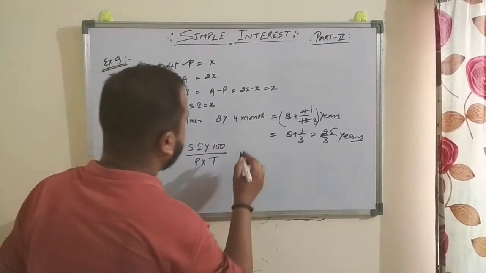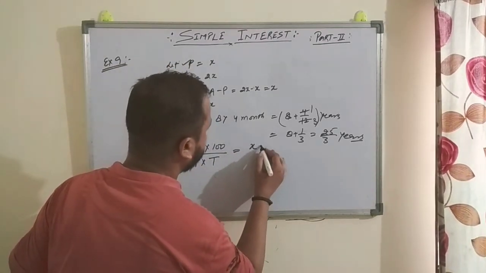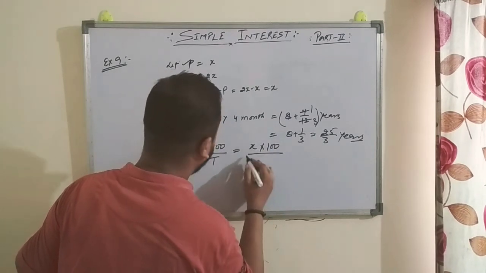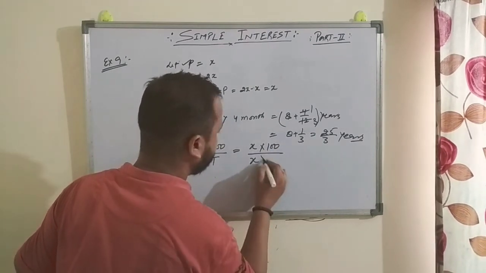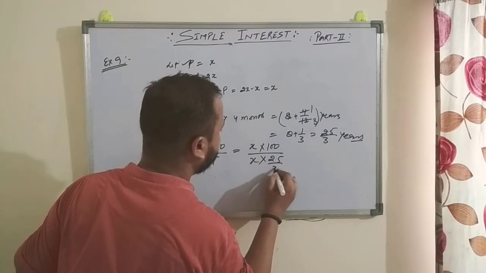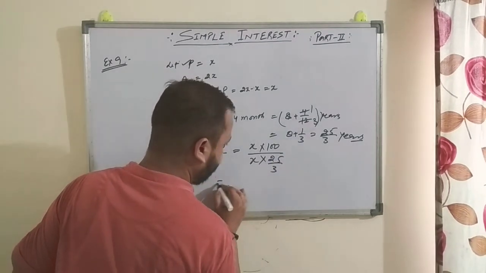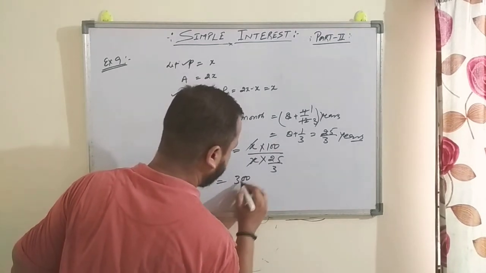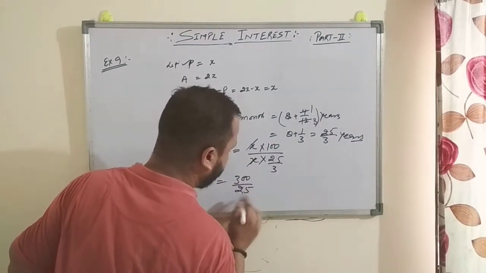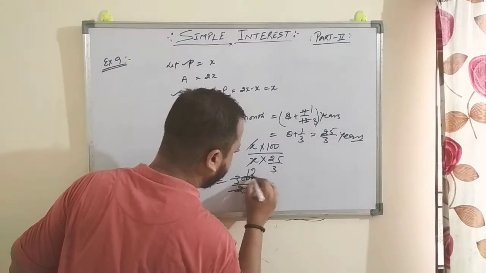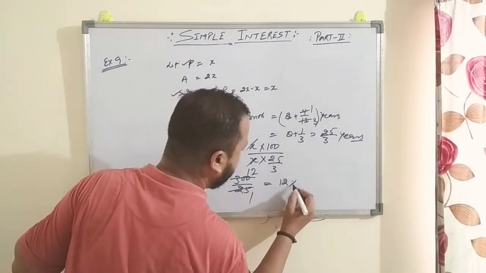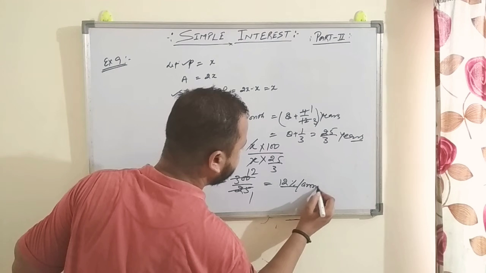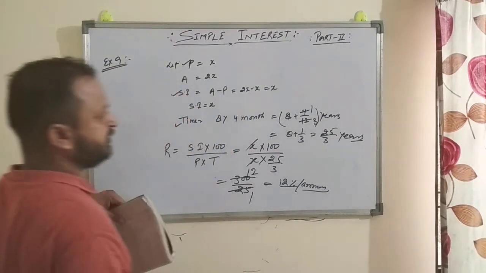Right? SI is given as x into 100. Principal is also given as x. Time is 25 by 3. So here x and x get cancelled. 3 goes upward. So 300 upon 25. So 25 1 year, 25 12 year. So 12% per annum is the rate of interest.